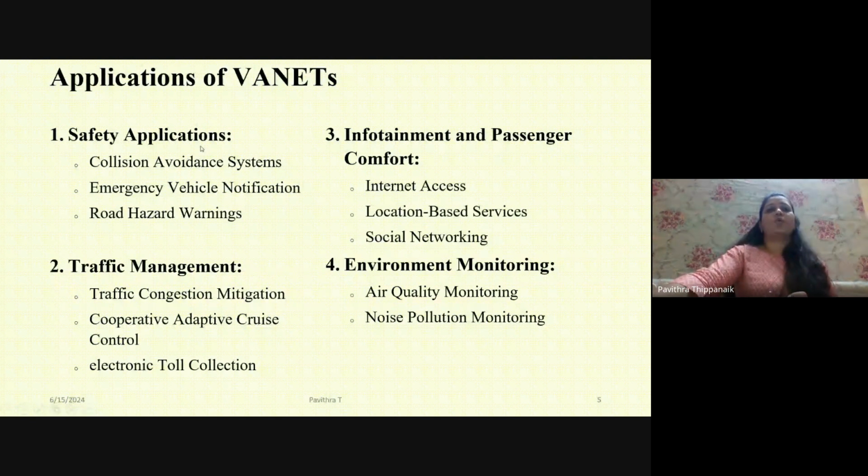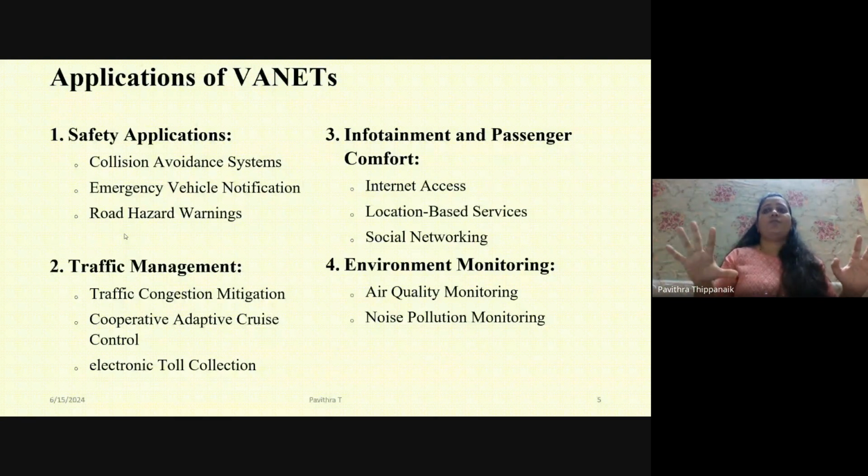Next one is road hazard warnings. Road hazard warnings means that if an RSU gets to know with the help of some other vehicle that there is a road closure ahead, or a road accident has happened nearby, then that RSU can send the data to another RSU, and that RSU can send the data to the vehicles which are connected to that particular RSU.